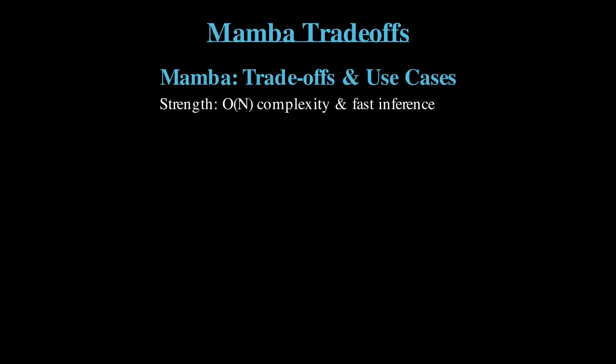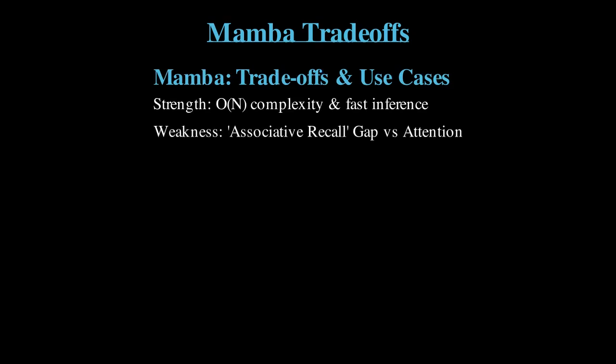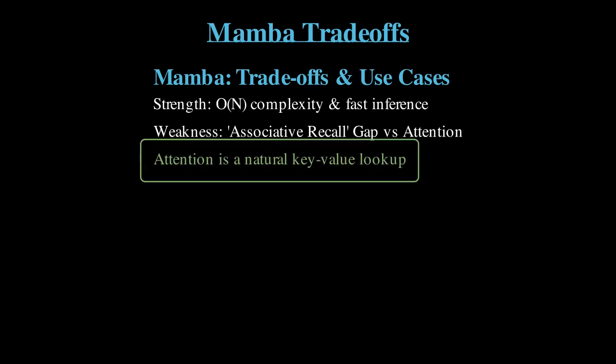So, what are the strengths? Linear time and memory complexity, state-of-the-art performance on long-sequence modalities, and extremely fast inference. This makes it ideal for audio, genomics, and language. However, its primary weakness is a slight gap on tasks requiring precise copying or associative recall. Standard attention is fundamentally a key-value lookup mechanism, so it excels here. Mamba can struggle with in-context retrieval that attention handles naturally.